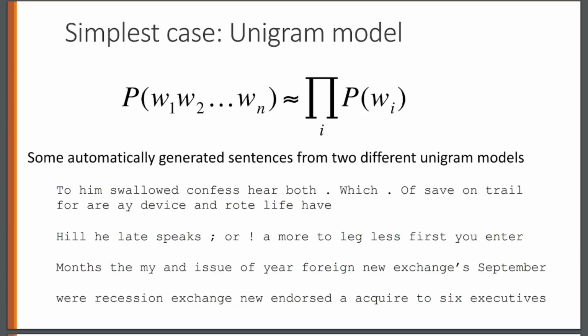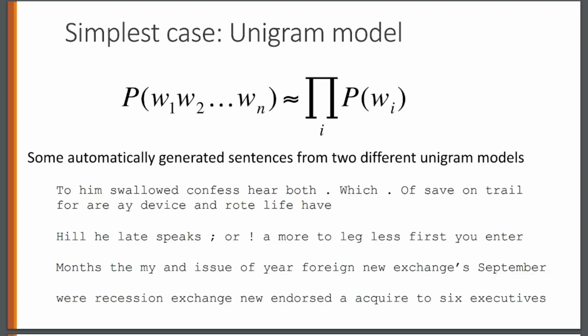And let's see if this works, right? Let's start looking at some simple language models, and then from there, we'll work our way up to some more complicated ones. So let's start with the simplest possible probabilistic language model, a unigram model, right?